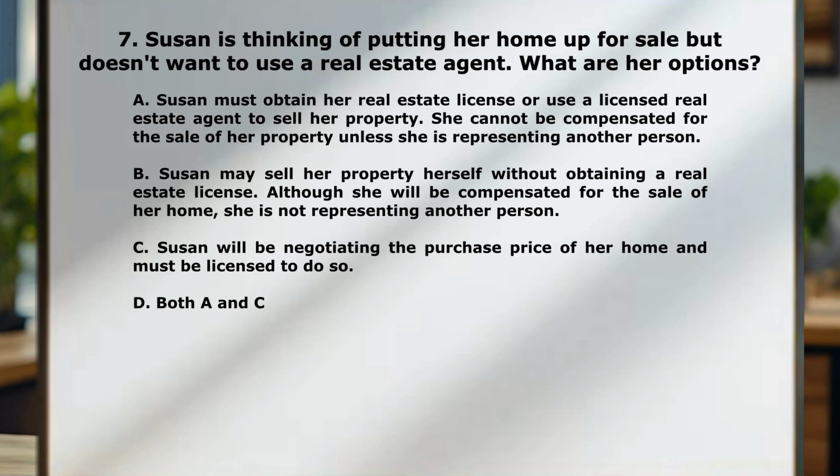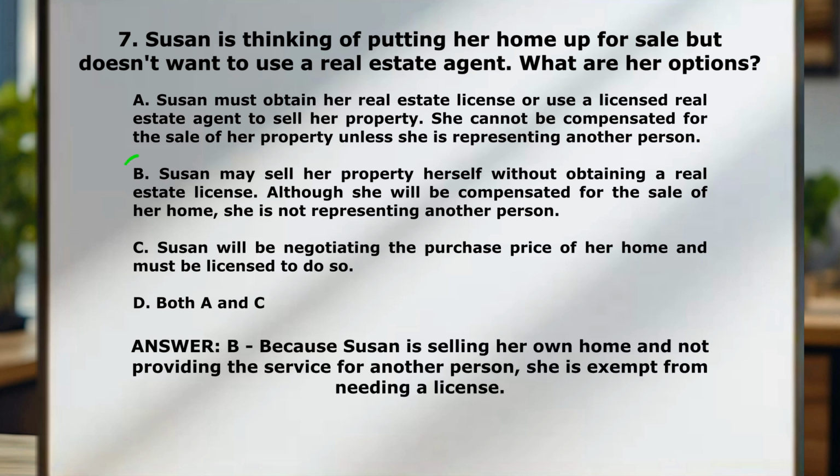C, Susan will be negotiating the purchase price of her home and must be licensed to do so. D, both A and C. The answer is B. Because Susan is selling her own home and not providing the service for another person, she is exempt from needing a license.